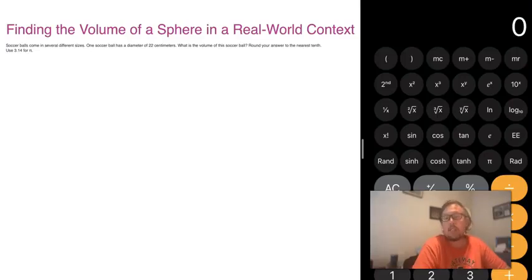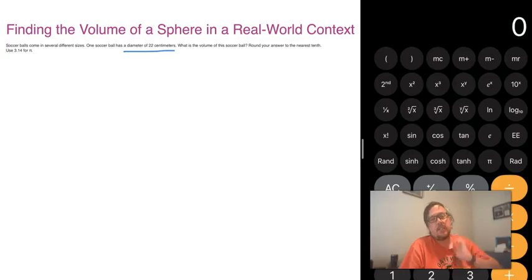All right, let's talk about soccer balls, or as the entire rest of the planet calls them, footballs. Soccer balls are spherical shapes, but they come in different sizes, which I did not know was a thing until my young children started playing soccer, and I realized that there are all kinds of different sizes for soccer balls. And so we're going to look at one that has specifically a diameter of 22 centimeters. And I want to know what the volume is of that soccer ball.